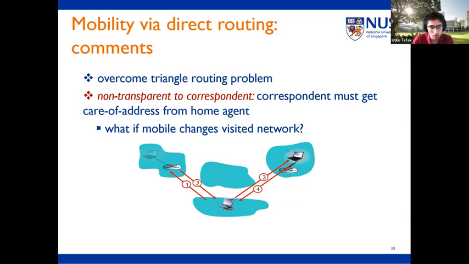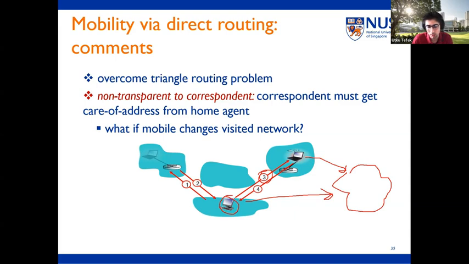But this raises another issue here. What if the mobile changes the visited network? This correspondent learned about the current care-of address, but what if this mobile goes to another network and changes its care-of address? When that happens, all that data then needs to be sent to the new foreign network, right? So instead of datagram 3 sending here, it has to send here.